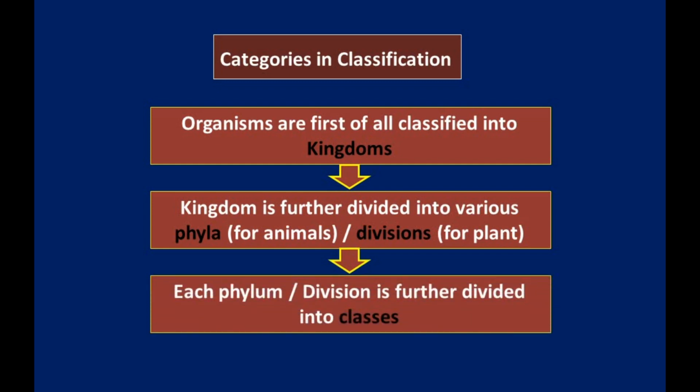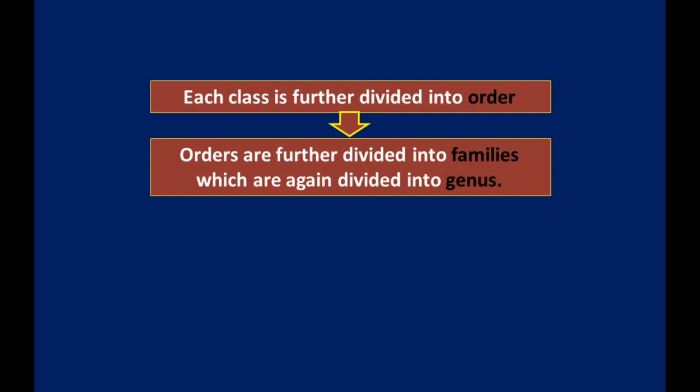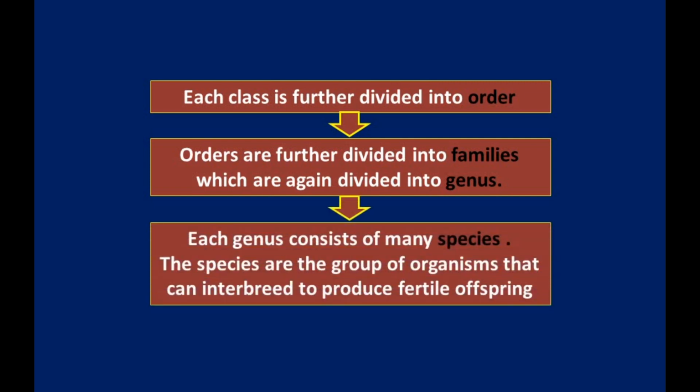Then each phylum or division is further divided into classes. Each class is further divided into orders. Each order is further divided into families, which are again divided into genus. And finally, genus consists of many species. Each genus consists of many species, and these species are the group of organisms that can interbreed to produce fertile organisms. Overall, broad groups are 5.